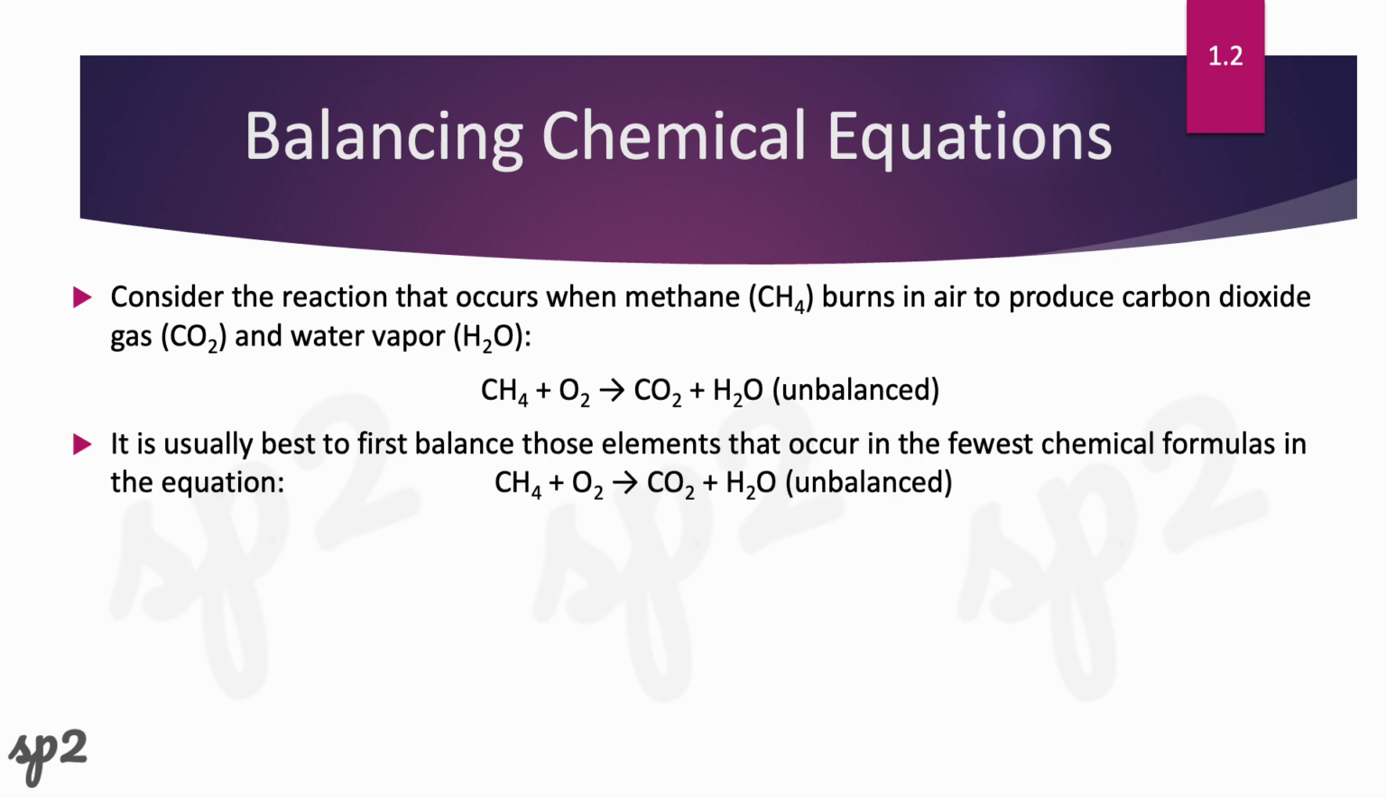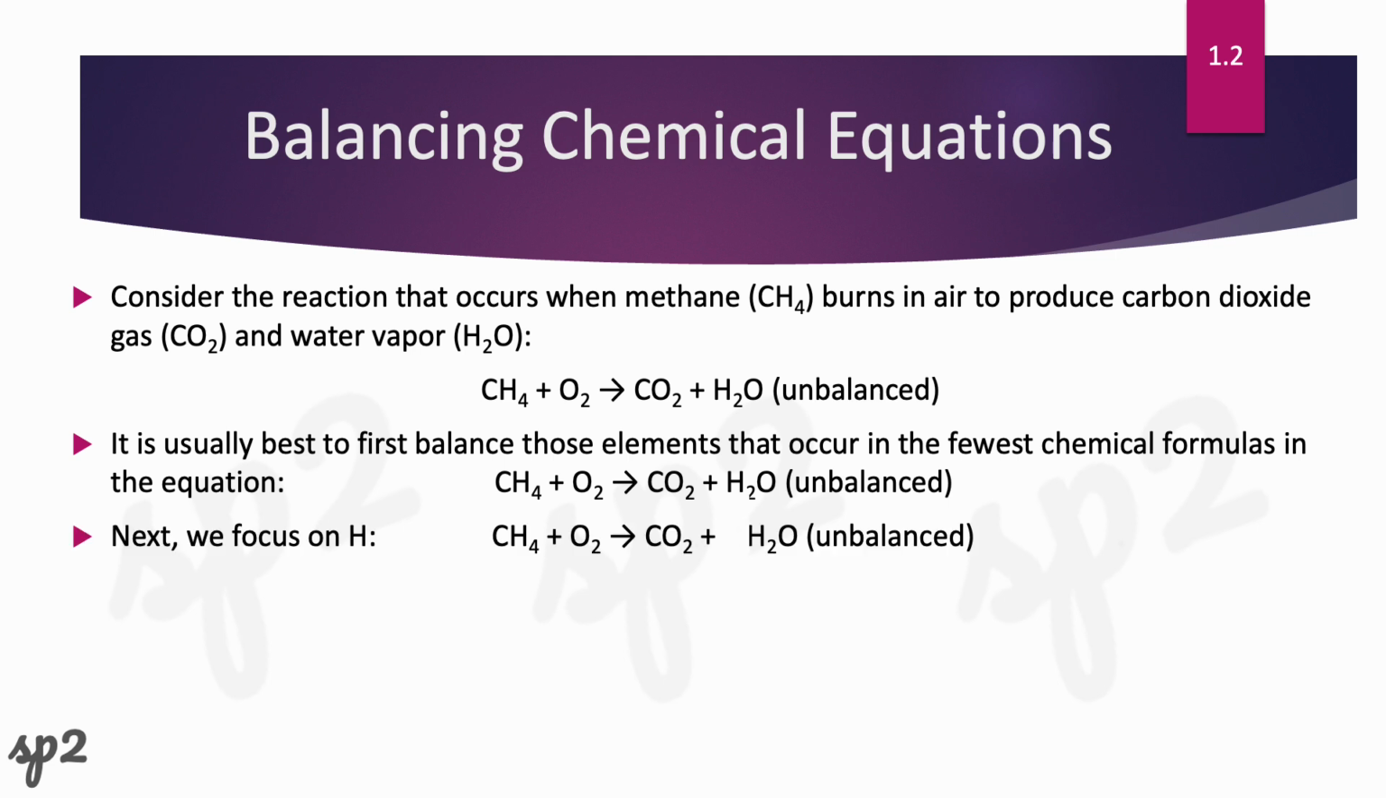Generally speaking, it's a good idea to start by balancing those elements that occur in the fewest chemical formulas. For example, there's only one reactant, methane, that has carbon on the reactant side, and only one product, CO2, carbon dioxide, that has carbon. So I can balance my carbon, and there must be one for each of these two. It's okay to drop the one, as we typically don't write 1 in front of our chemical formulas. So our carbon is balanced.